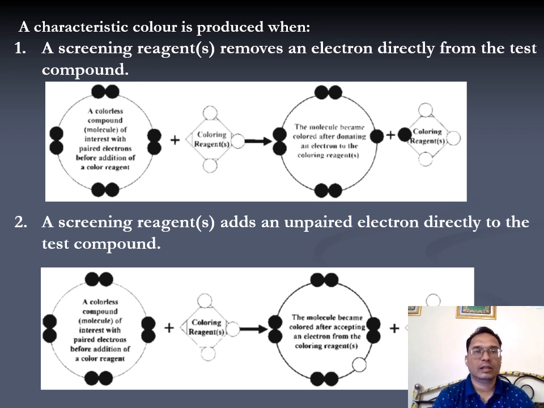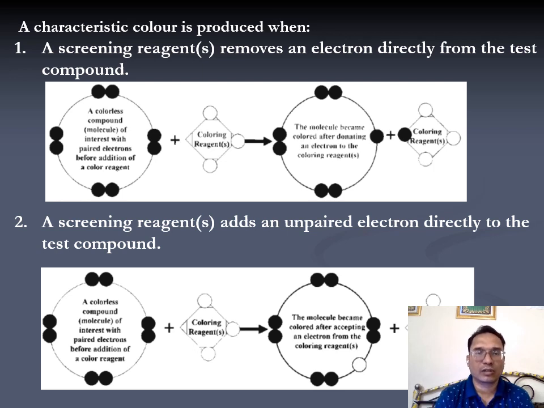In chemical screening reactions, a characteristic color will be produced when a screening reagent removes an electron from the test compound. As you can see in the figure, a colored compound or molecule will contain 8 electrons in its outermost octet. The reagent will remove one of the electrons, which will lead to the transition of the electrons, and it ultimately leads to the color formation.